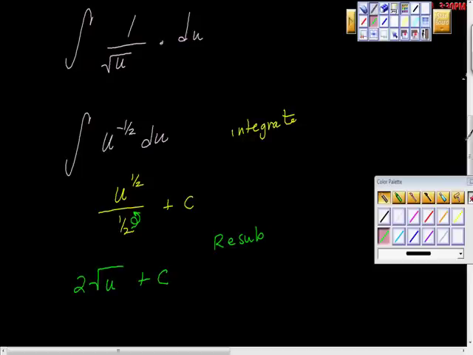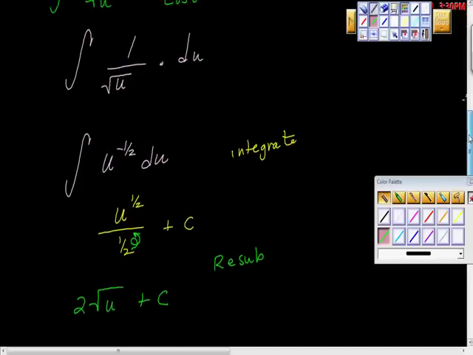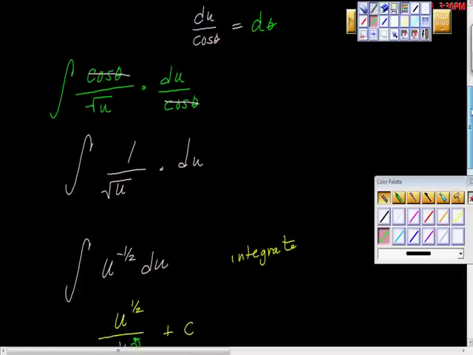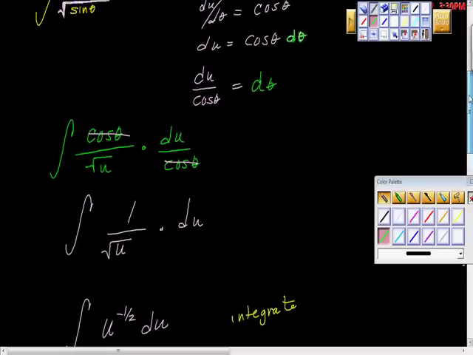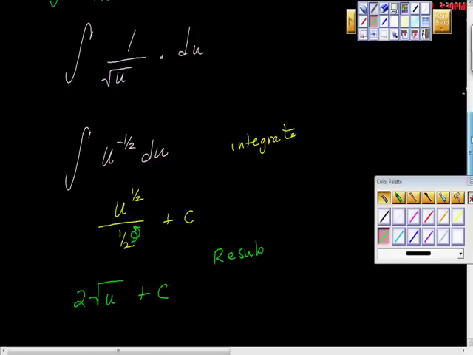Go back and remember that our value of u was what? Our value of u was sine of theta, wasn't it? Our value of u was sine theta. Just want to make sure because I don't want to mess this up. So finally, my final solution, I believe, is 2 times the square root of sine theta plus c is the indefinite integral. All right?